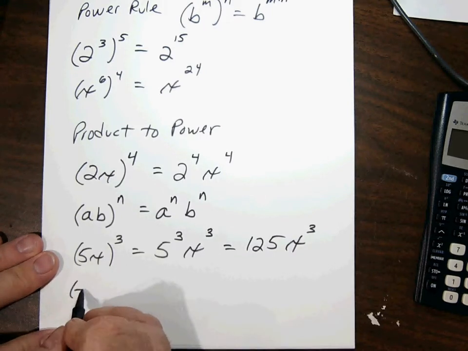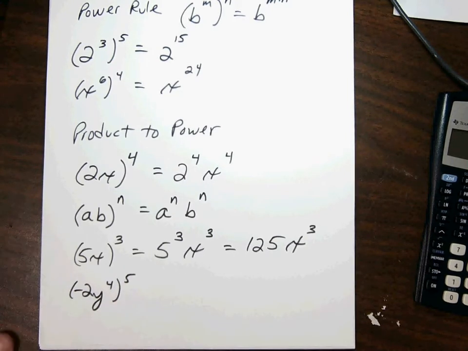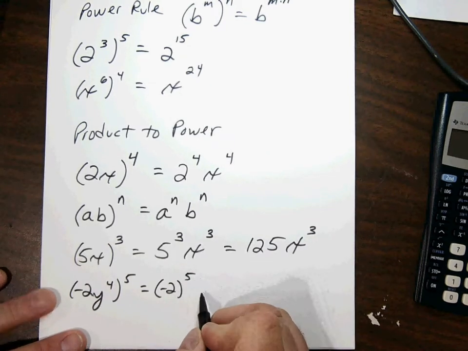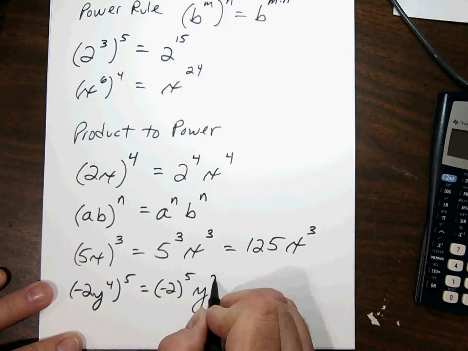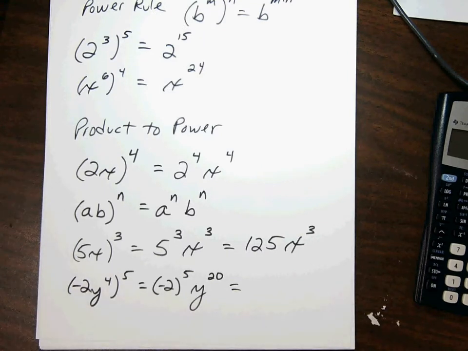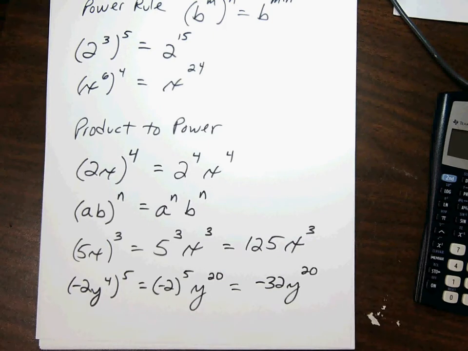What about this one? Negative 2 y to the 4th, and then everybody raised to the power of 5. Well, everybody's getting raised to the power of 5. Negative 2 goes to the 5th power. Y to the 4th goes to the 5th power, so I'm going to multiply and get a 20 there. And then I can figure out negative 2 to the 5th power, can't I? It's just negative 2 times negative 2 times negative 2 times negative 2 times negative 2. It's going to be a negative 32 times y to the 20th.